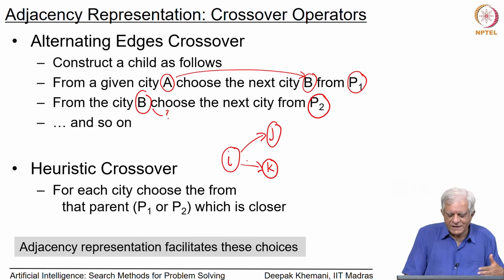And as we have been talking, the adjacency representation facilitates these choices, because you can go to the tour and immediately find out where you are going from a given city. In this case, you can say from I you are going to J in parent 1 and from I you are going to K in parent 2. This information can be accessed fast in adjacency representation.